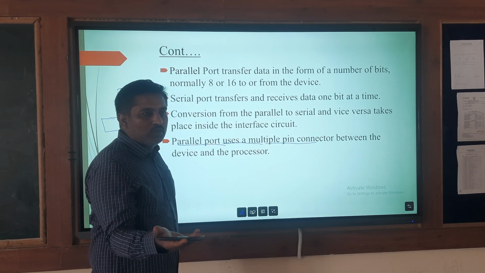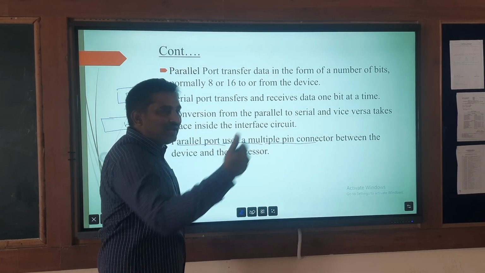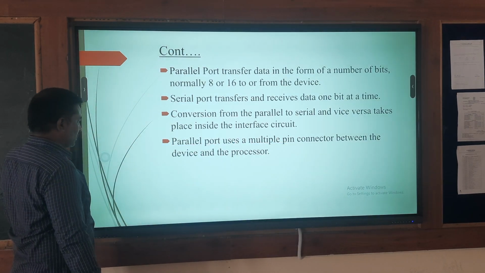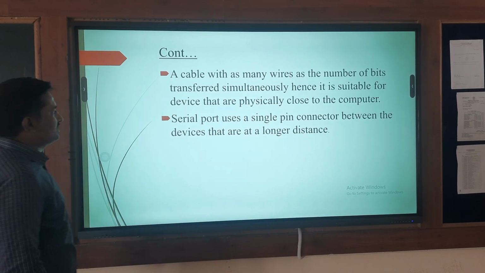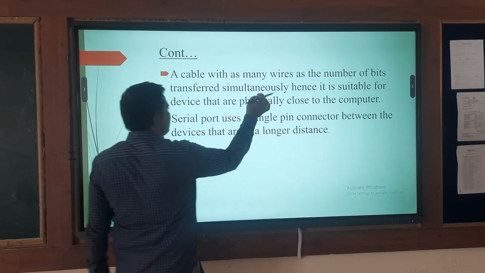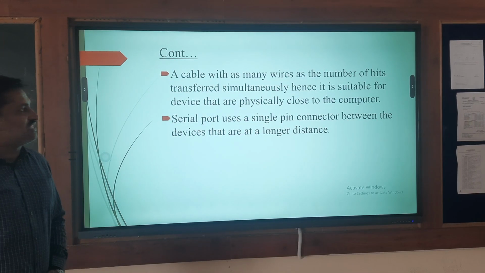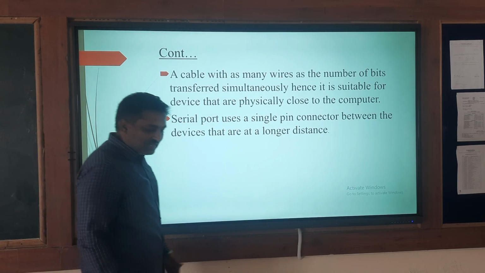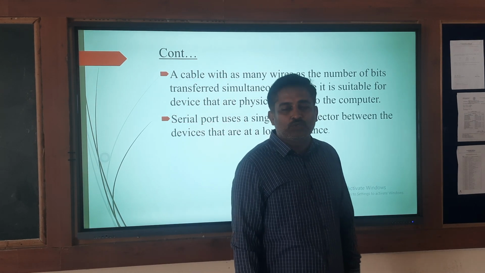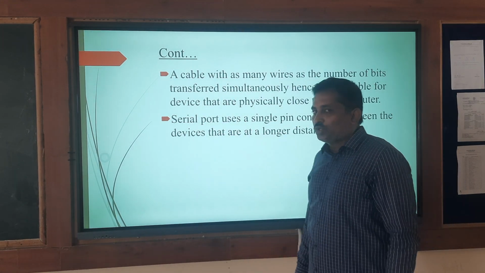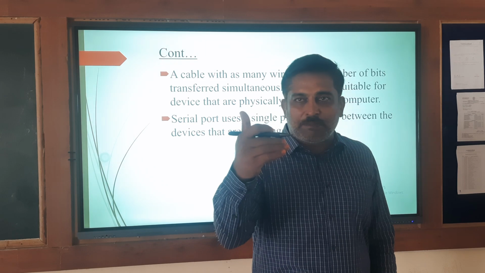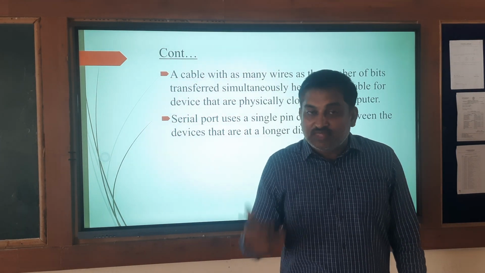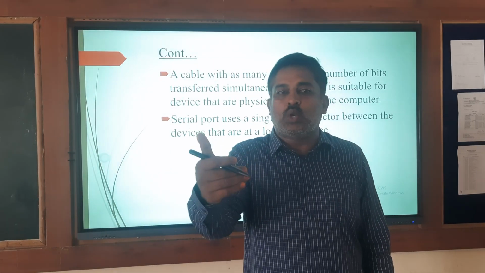That's what I told you. Whenever we transfer the data parallelly, we require more number of interconnection lines. Okay, now coming to the case, a cable with as many wires as the number of bits transferred simultaneously, hence it is suitable for the devices that are physically close to the computer. Just now I told you that whenever we transfer the data parallelly, suppose if I want to transfer 32 bits of data, then I may require 32 lines.